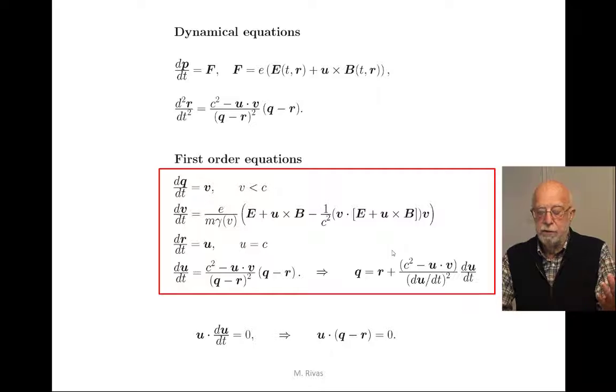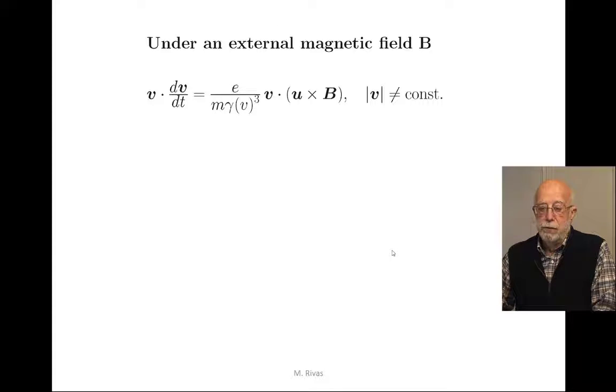Well, we have differential equations for the point particle, and we have differential equations for the spinning particle. Under an external magnetic field, as before, if the electric field vanishes, this scalar product takes this form, but now u is not v, so this is not 0. This means that the absolute value of the center of mass velocity is not constant. If it is not constant, there is an energy transfer from the magnetic field to the spinning model. Well, why?